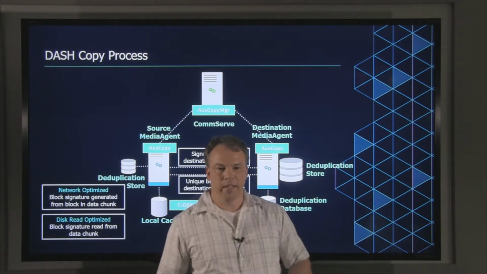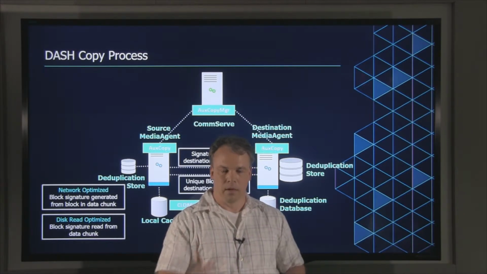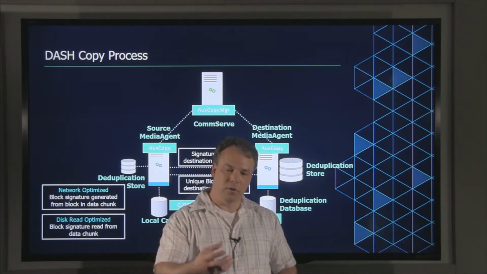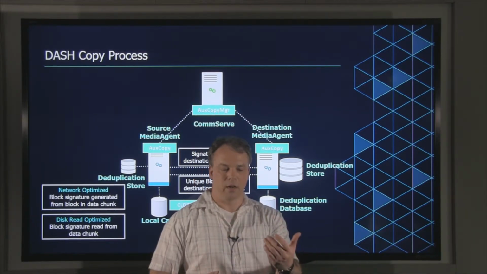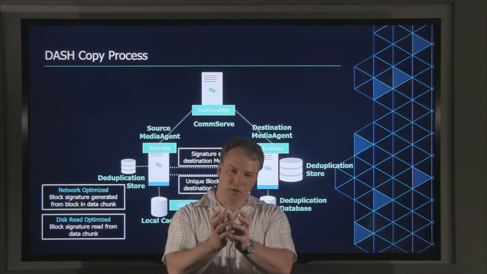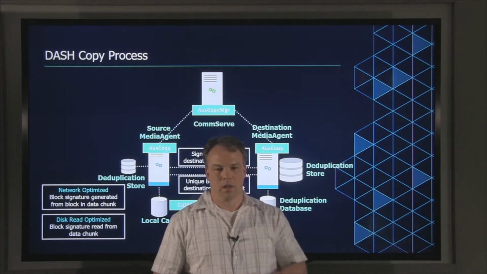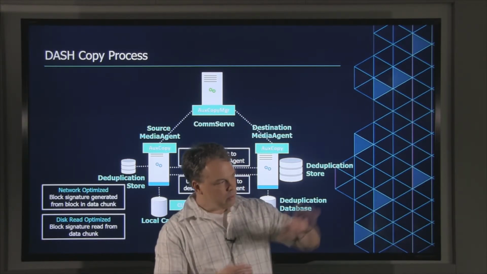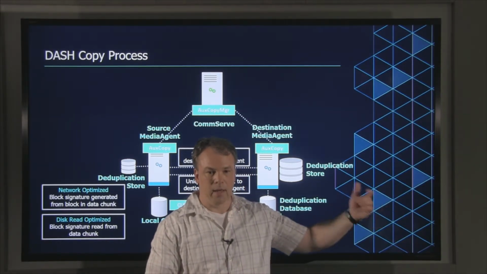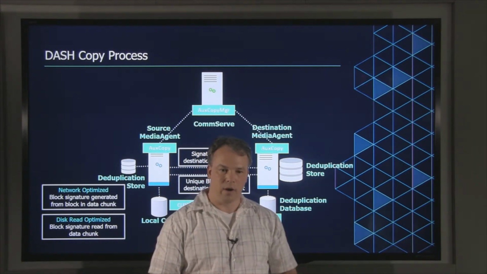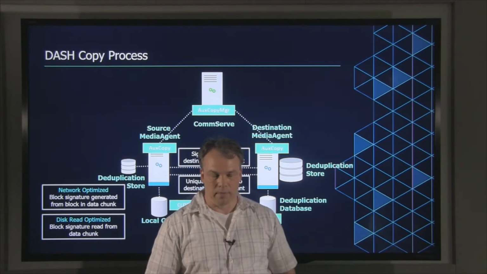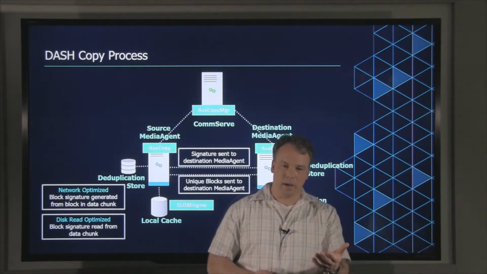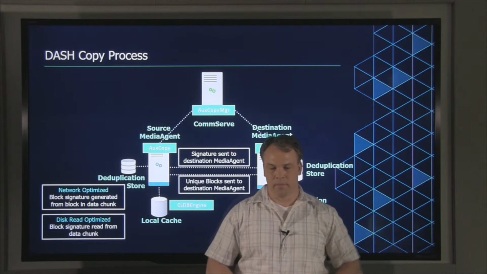A synthetic full reads a block to the media agent. A network optimized dash copy reads the block to the media agent. The only difference here is with a synthetic full, the signature is checked in the local media agent. With a dash copy network optimized, we generate the signature, we send that signature to the destination media agent, get a response back as to whether or not we need to send that block over. So that is why I say network optimized is the synthetic full.